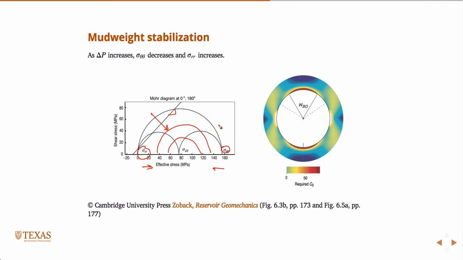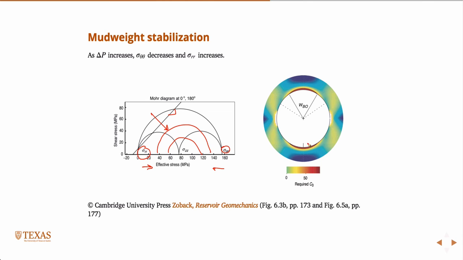We increase delta P, shrink the Mohr circles, and then, if you look at the plot now, the required CO to not experience breakouts is much lower, right? So, and the breakout width is narrowed, okay?